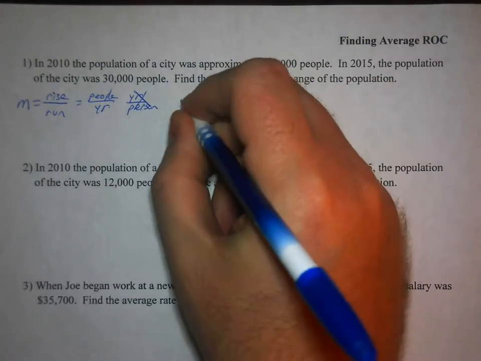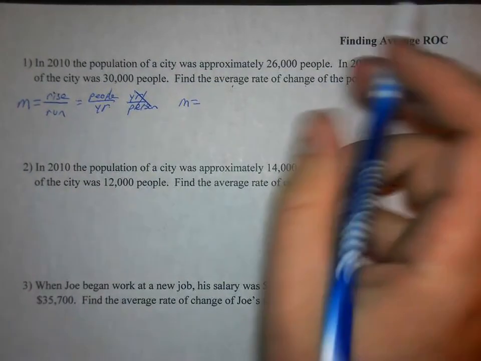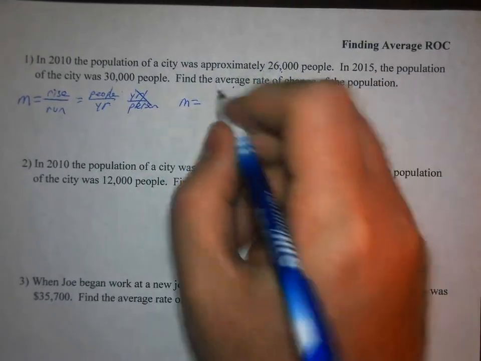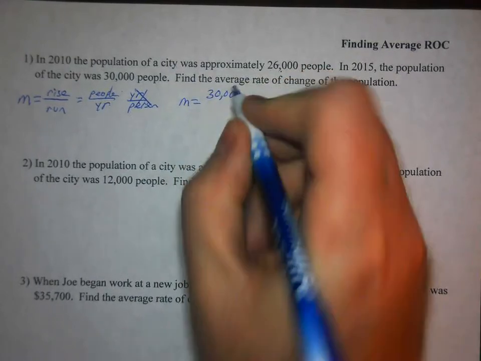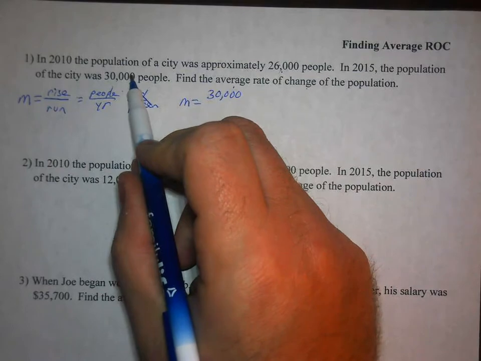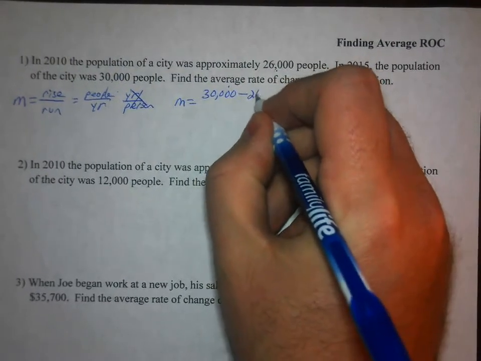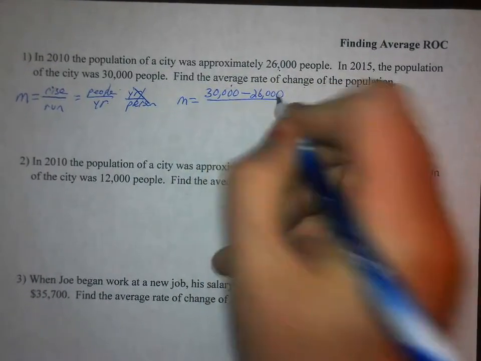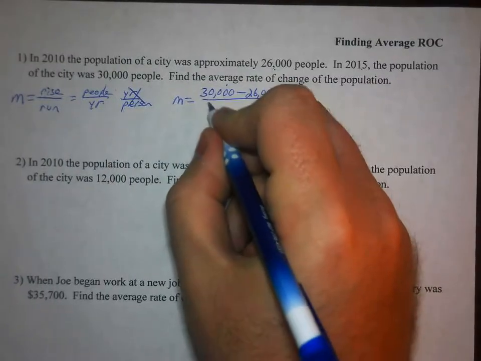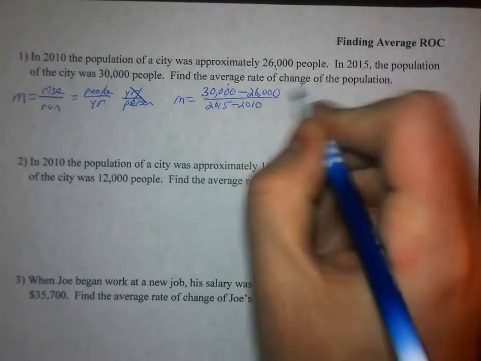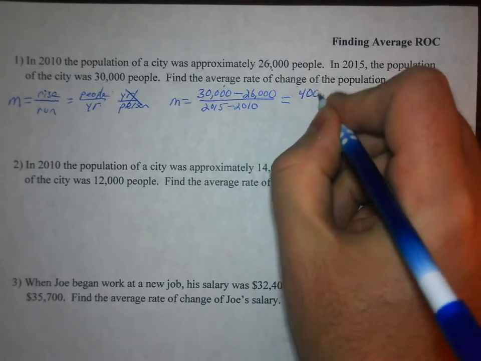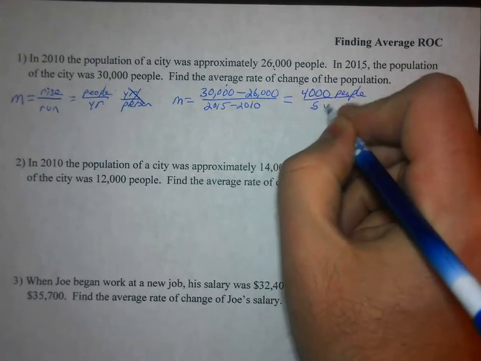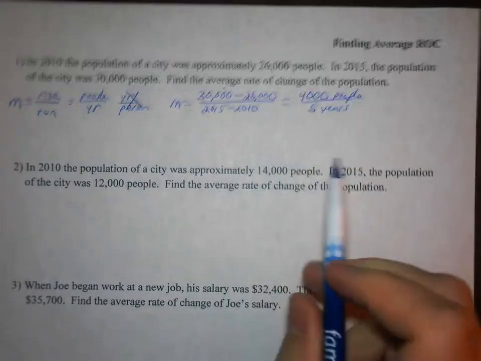Okay, so getting back to this one, if we can recognize that people per year makes the most sense, well, what happened to our people? We went from 26,000 to 30,000. Now we know that went up by 4,000, right? So if we did 30,000, so like your y2 value, your second population, 30,000 minus the first population, 30,000 minus 26,000, over the 2015 minus 2010, that'll give you an increase of 4,000 people for every 5 years.